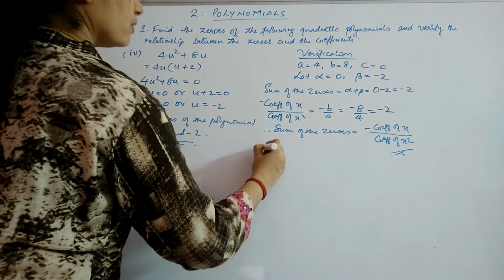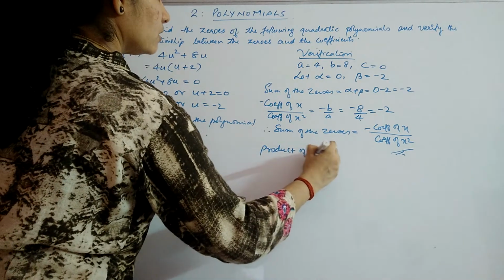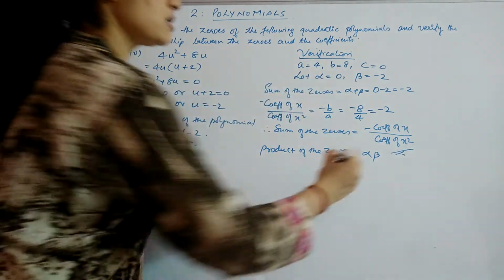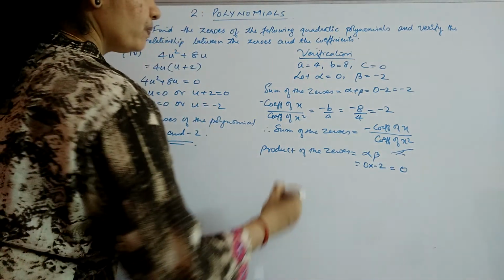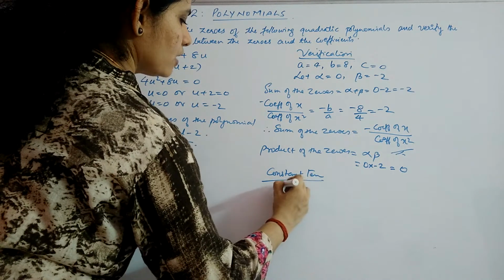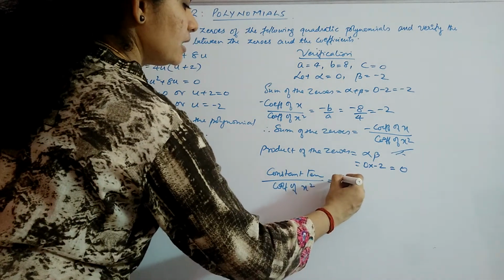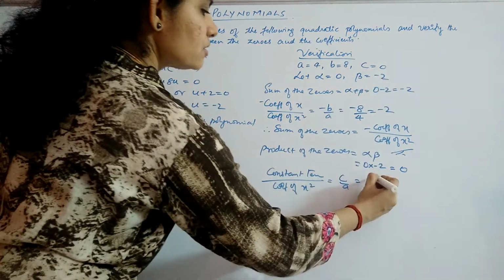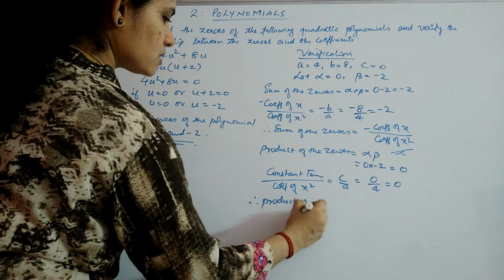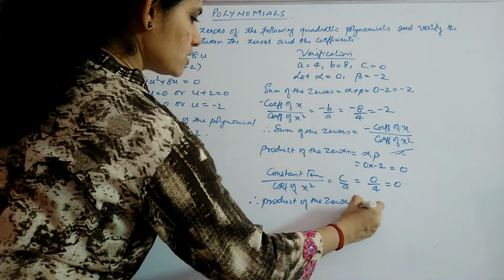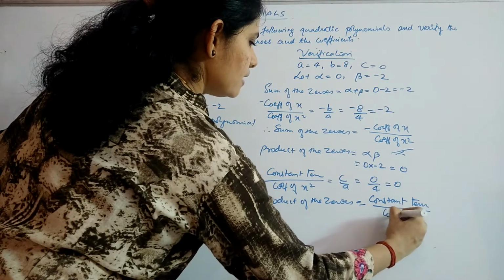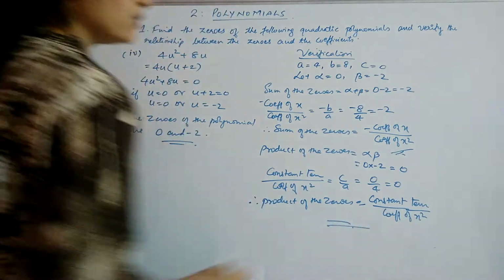This is one verification. Now we will go for the product of the zeros. Product of the zeros will give you alpha beta. Alpha is 0 and beta is minus 2, so you get 0. Now what is your constant term divided by coefficient of x square, which will be c by a, and c is here 0. So 0 by 4 will again give you 0. You can say that the product of the zeros is equal to constant term divided by coefficient of x square. Hence your verification is over.